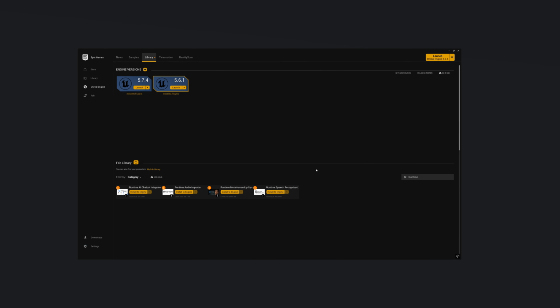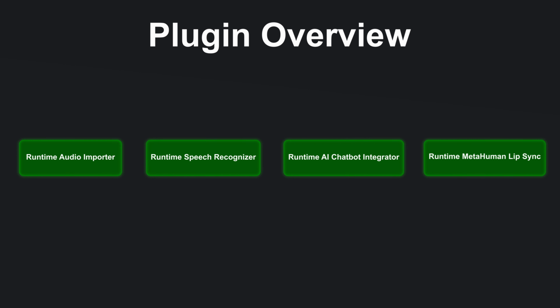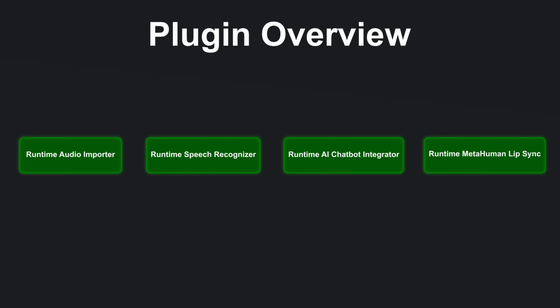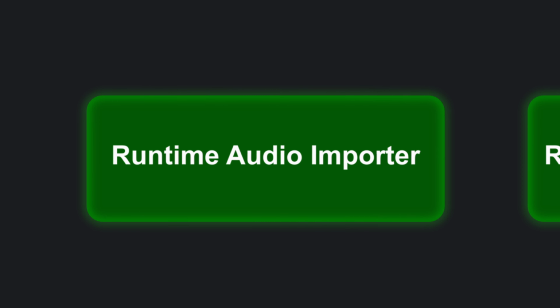Now that we've installed the plugins, let's look at the systems powering this entire setup. This project uses 4 core plugins. The Runtime Audio Importer plugin handles all of the audio processing. It manages microphone input, voice activity detection, streaming, format conversions, and acoustic echo cancellation.